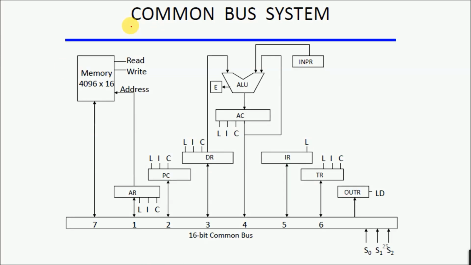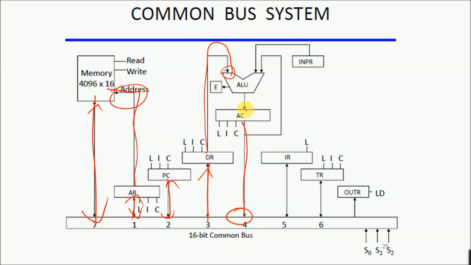And this is the linear version of the same common bus system, and I have included it because we have already discussed it. Again, you can see here, memory has a two-way connection with the bus, the address register has a two-way connection with the bus and is also connected to the address lines of the memory, then the program counter, and the data register, which is also connected to the ALU. The accumulator has just a one-way connection to the bus, but no input is coming to the accumulator from the bus. The input to the accumulator is coming only from the ALU, and it is also going into the ALU. Again, the input register goes only to the ALU, the instruction register is two-way, the temporary register is two-way, and OUTR is just one way. These two figures are effectively the same figure of a common bus system.